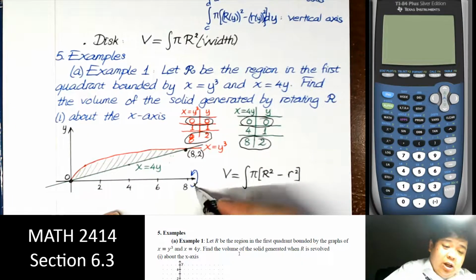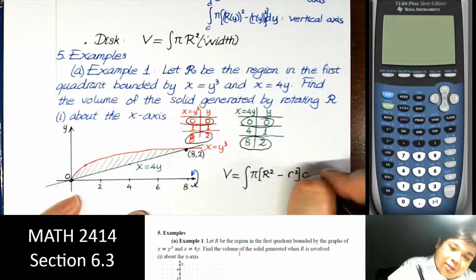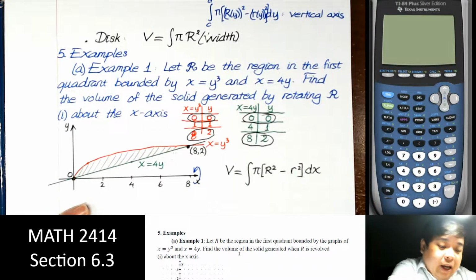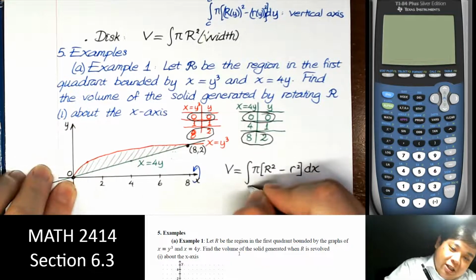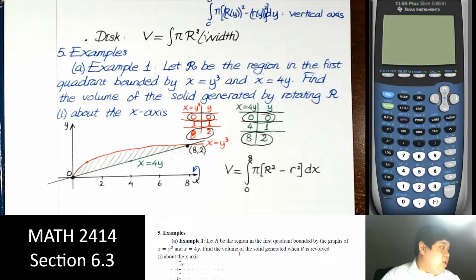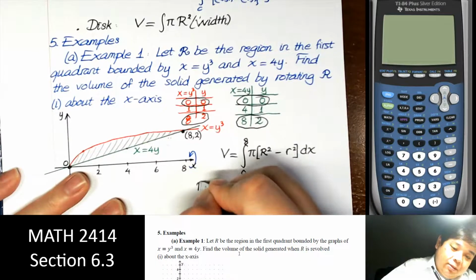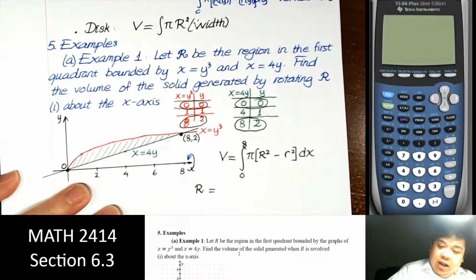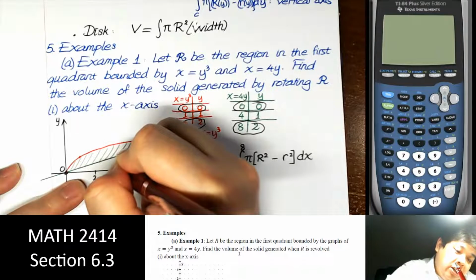And here we rotate about the x-axis, horizontal. So we just chop it, and each one we have is the dx. And the limit for x here, the region goes from 0 to 8. That's easy, right? Now we just need to determine the big radius and the little radius. The big radius is from the axis of rotation to the outer edge.